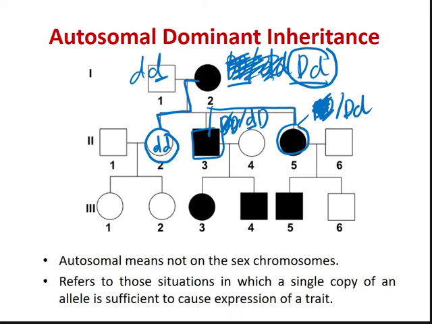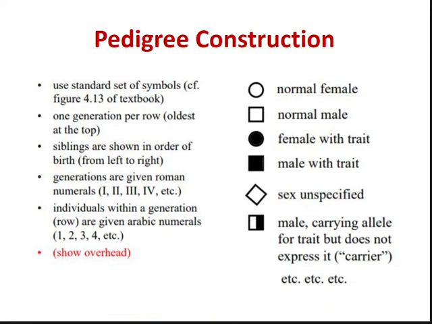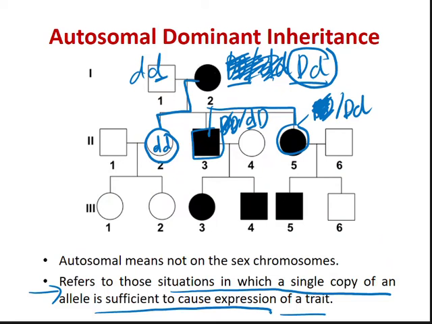Okay, so again, this sentence here refer to the situation a single copy of an allele is sufficient to cause the expression of that trait. So this is a dominant characteristic, meaning that trait is you just need one allele of that trait to have that phenotype lah.